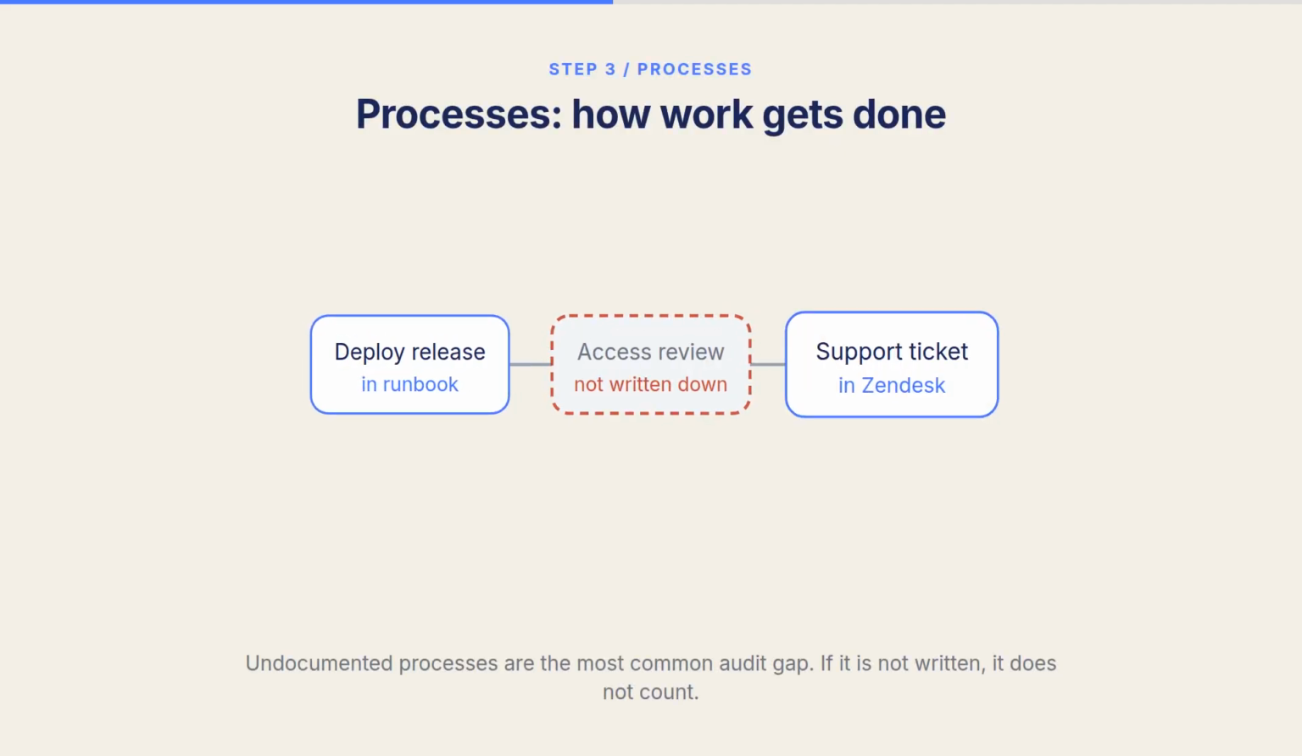Next, come your processes, how the work actually happens, and where each one is documented. Acme deploys releases written up in a runbook and answers support tickets tracked in Zendesk. But their access review is not written down anywhere. That is a gap, and undocumented processes are the most common one auditors find. If it is not written, it does not count.